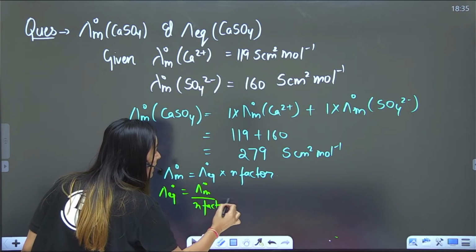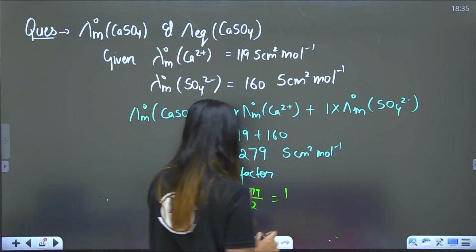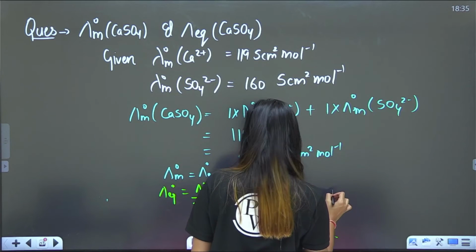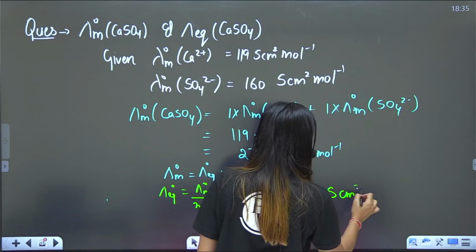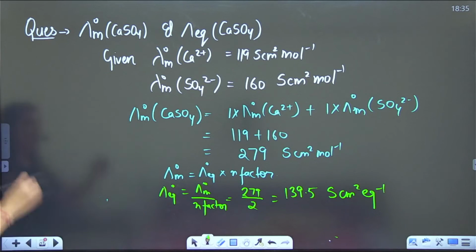So this means that 279 upon 2, which is 139.5 Siemens centimeter square equivalent inverse. Okay, so this is how you can calculate the limiting equivalent conductivity. Okay, I hope you're clear with this. You can pause the video, write it.